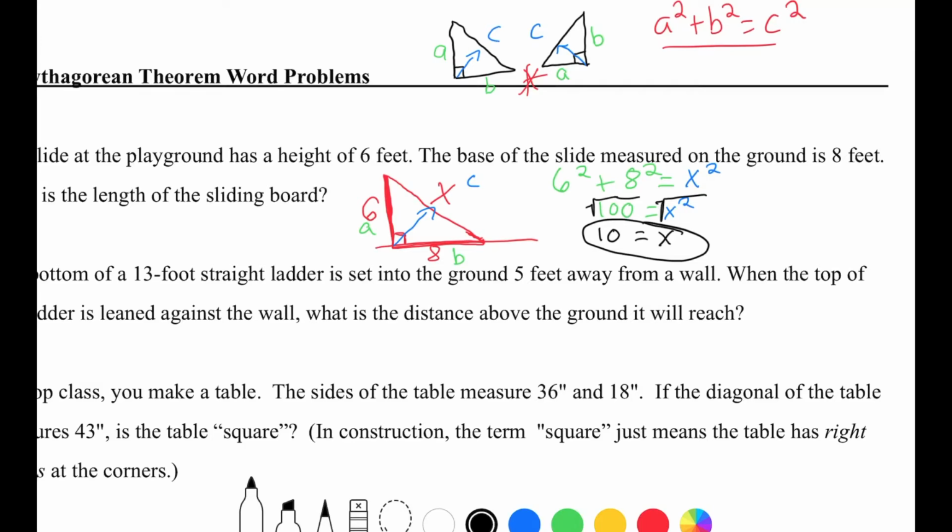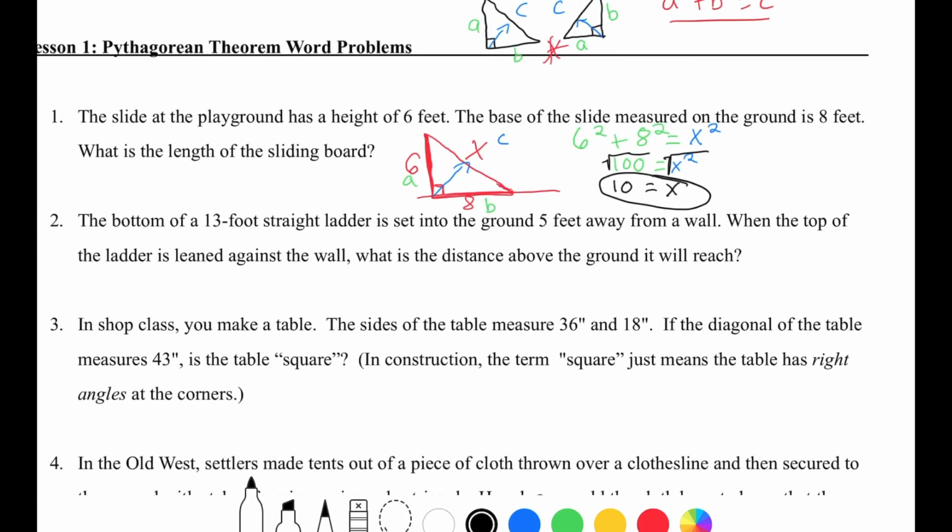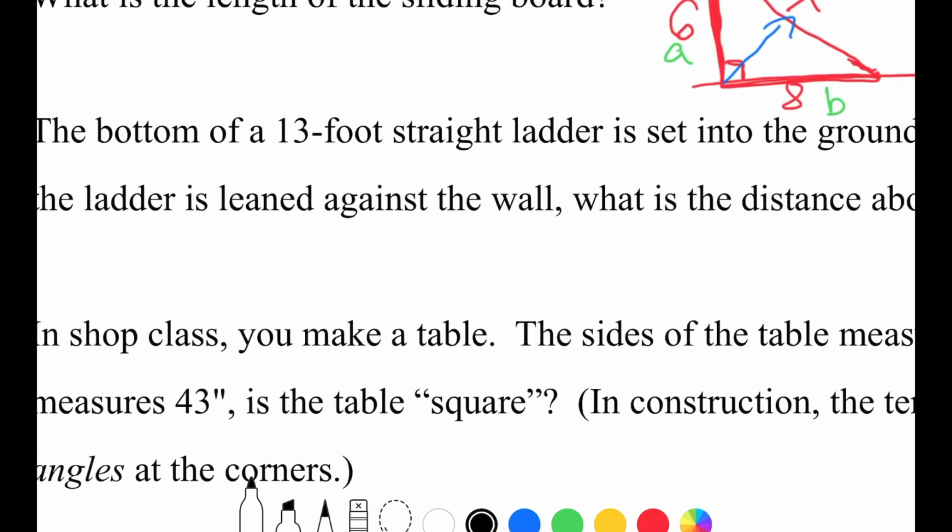So let's do number 2. Number 2, the bottom of a 13-foot straight ladder is set into the ground 5 feet away from a wall. So first let's draw our wall. Typically anything in nature is going to create a right angle with the ground, unless it's leaning against something, but a wall is not going to be leaning against anything. Something may be leaning against the wall, but not the wall itself. So the wall is going to create a right angle with the ground.